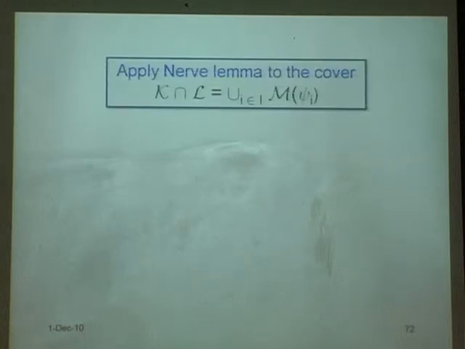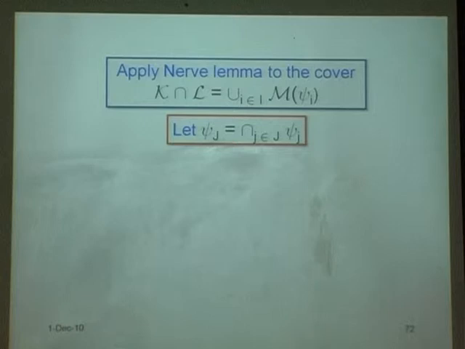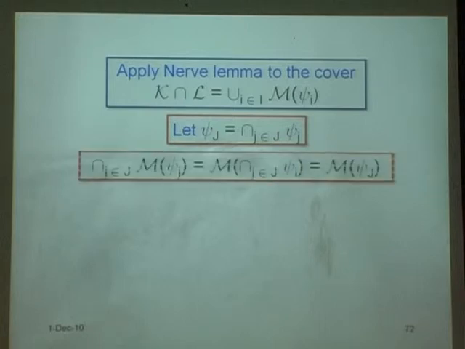So this is a cover. K intersect L is the union of these things, and that's a cover for those. And anytime you see a cover, you say, oh, nerve theorem. So I'm going to define psi of j to be the union of psi of little j's, where j is in the big index set J. And since we can move intersections around, the intersection of this is m of psi of j. So in some sense, some of the nerve structure is preserved when you apply this map to the complex.